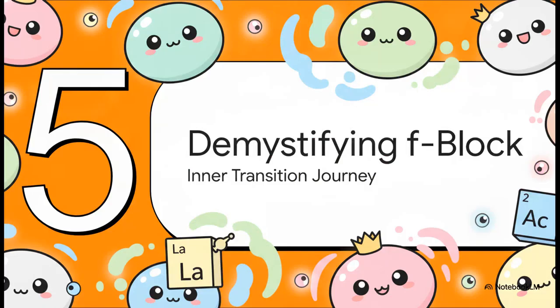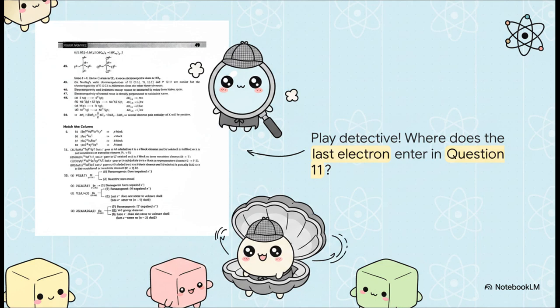Section 5. F-block elements demystified. Journey to the inner transition. So let's shift our focus to the very bottom of the periodic table. You know, those two rows floating down below, and demystify the f-block, affectionately known as the inner transition elements. This brilliantly illustrates exactly how the exam is going to test us on this. Look at question 11. It gives you raw electronic configurations and asks you to categorize them.